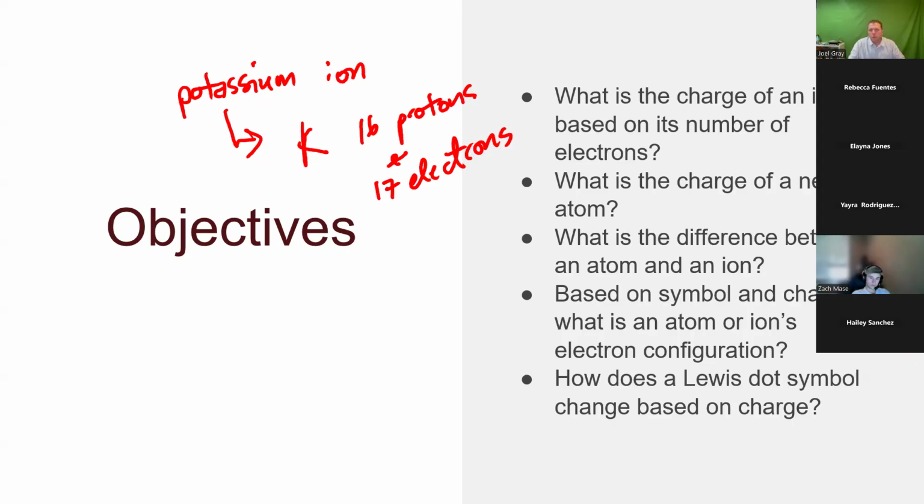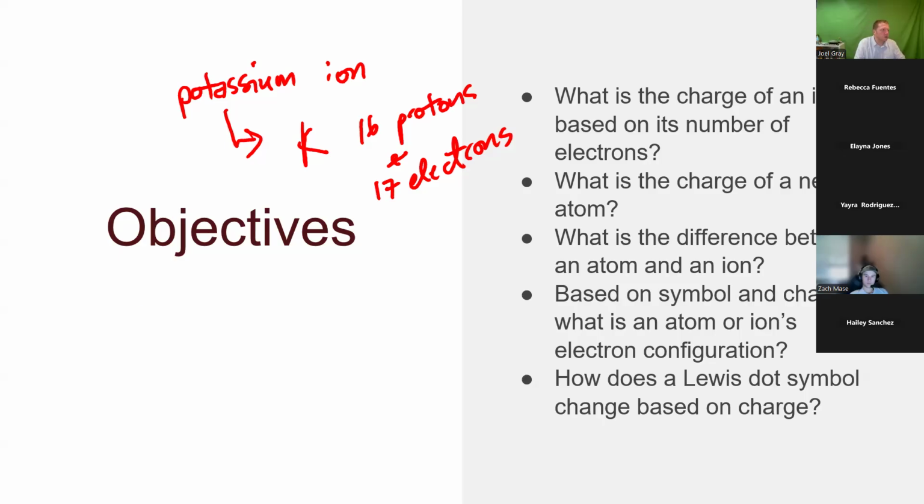Then I want you to have muscle memory to say, what's the charge of a neutral atom? And how might I identify a neutral atom without saying the neutral atom of blah? So I want you to know that. What's the major difference between an atom and an ion? Based on symbol and charge, what is an atom or ion's electron configuration?